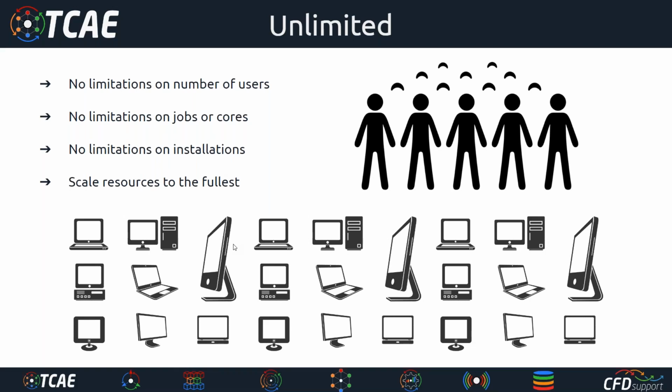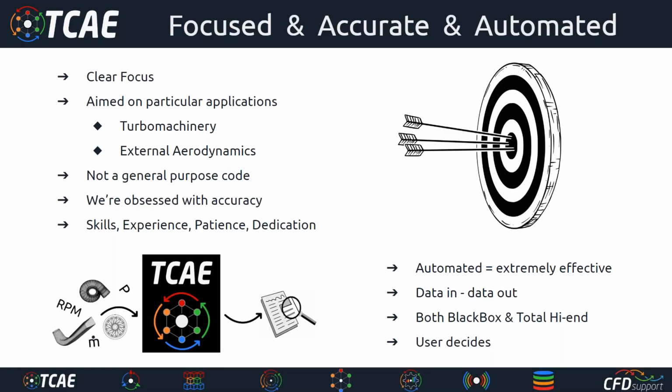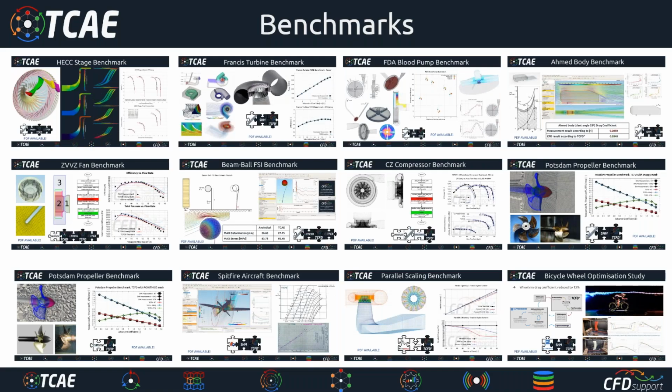The standard license is unlimited, so users can use their resources to the fullest. There are no limitations on the number of users, jobs, cores, hardware installations, or the way of usage. It's focused on turbomachinery applications and external aerodynamics. TCAE is not software for everything. It's focused software which allows us to be accurate. We did a lot of benchmarks in the past, and we are ready to show them and prove TCAE is really focused, accurate, flexible, and unlimited software.